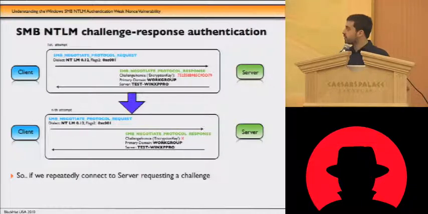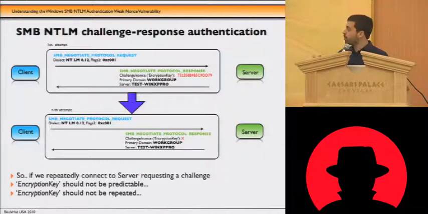So basically, if you connect over and over again against a Windows server, you should expect that the server will return a nonce that is non-predictable and always a different number. Well, the first flaw that we found actually was that the server was returning repeated challenges. And that's a big problem because that is breaking the security of the protocol.